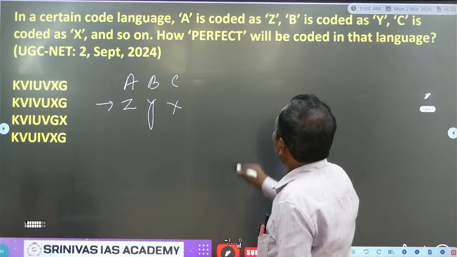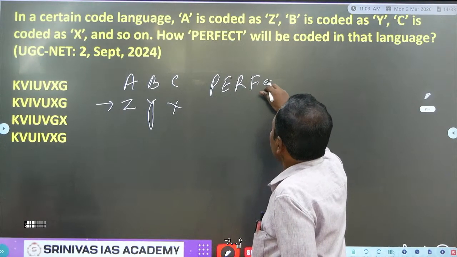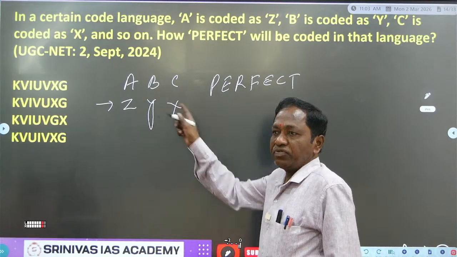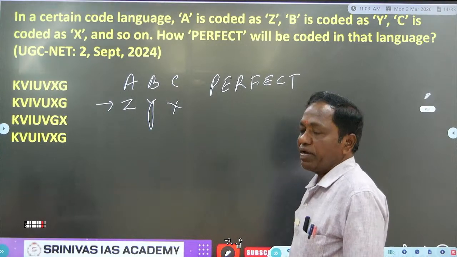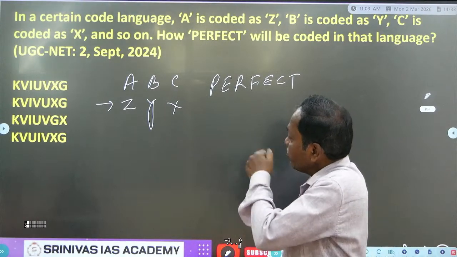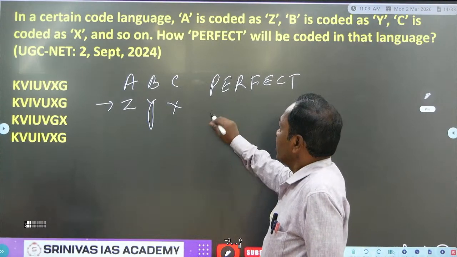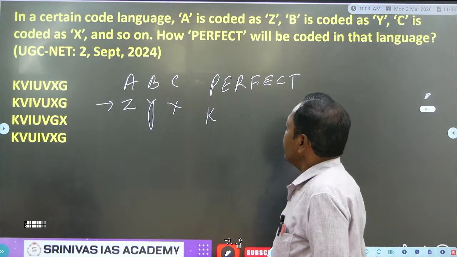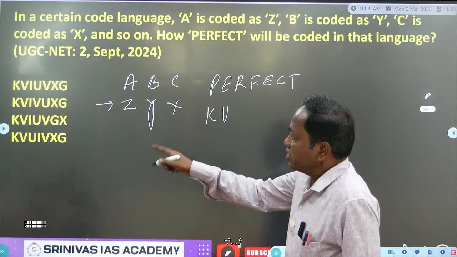Now, how will PERFECT be coded in that language? Position of the letter. What is the backward? This is the P. What is the position of P in the forward order? N, O, P, 16th letter. What is the 16th letter in the reverse backward order? K. E, fifth letter from the beginning. What is the fifth letter from the last? V. K, V. You have to see everywhere it is there.